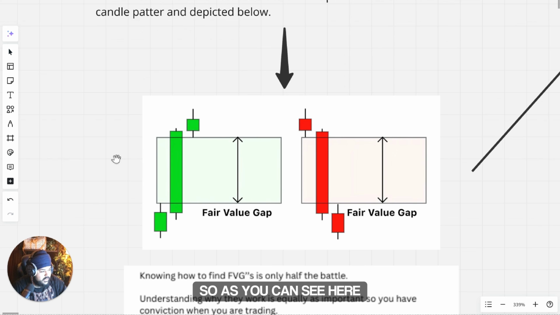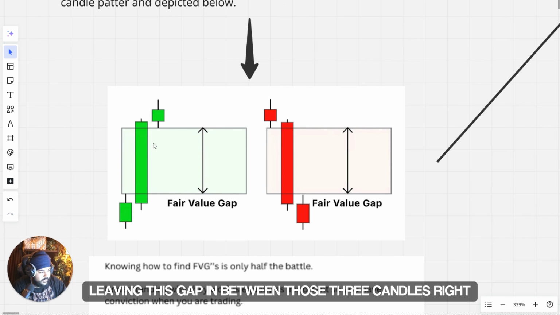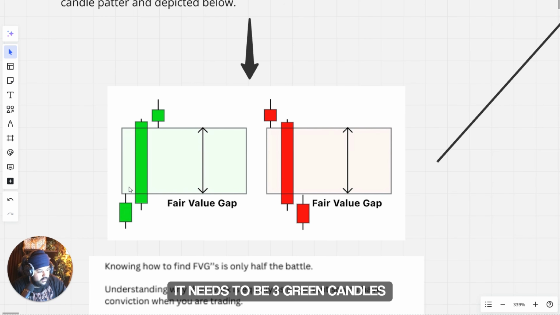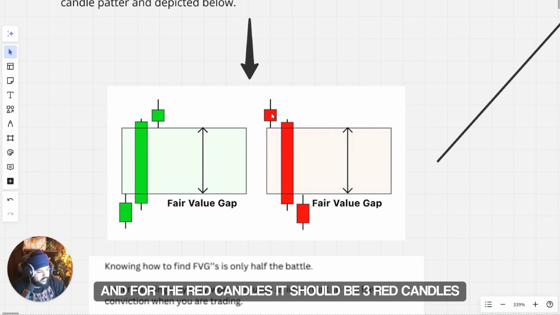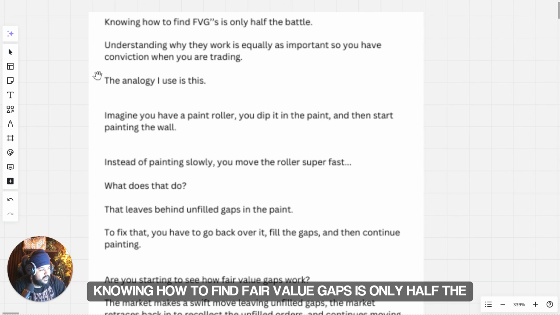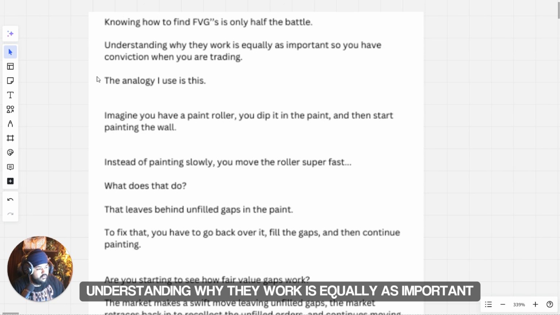So as you can see here, we have examples of fair value gaps. We have a 3-candle pattern where the market is basically shooting up or dumping in one direction, leaving this gap in between those 3 candles. Usually for a bullish fair value gap to be high probability, it needs to be 3 green candles, and it looks something like this. And for the red candles, it should be 3 red candles with a fair value gap like this. So now knowing how to find fair value gaps is only half the battle. Understanding why they work is equally as important.